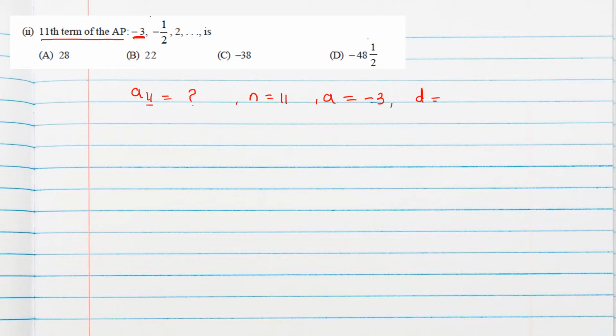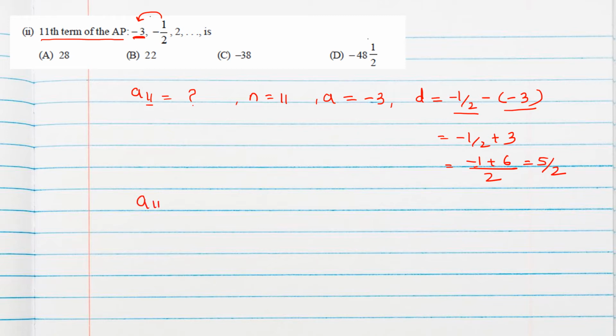And to find the difference, you can find minus half minus of minus 3. Okay. Second term minus first term. So minus half plus 3. So cross multiplication you can do here. So the answer will be 5 by 2. So d is 5 by 2, a is minus 3, n is 11, and A11 we should find.